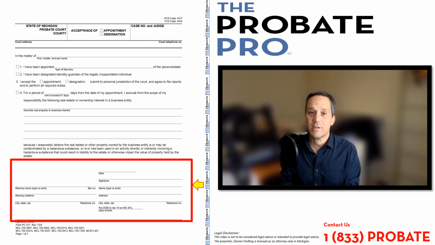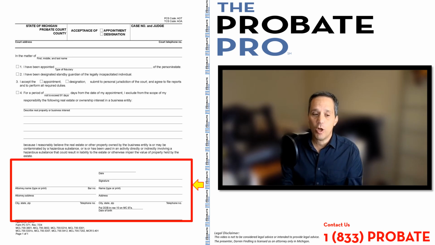As we work our way further down on the document, on the left side is the section for the attorney. If there is no attorney involved, this section would be left blank, and if there is an attorney, it is signed. On the right side, there's a spot for the date, the signature, name, address, city, state. You'll also notice that there's a spot for the date of birth of the person that is being appointed, and it says refer to SCAO form MC 97A. That is a separate form that is an addition or an addendum to this acceptance of appointment or designation. You have to complete that form and identify your date of birth if you're completing this form and accepting the role of fiduciary.